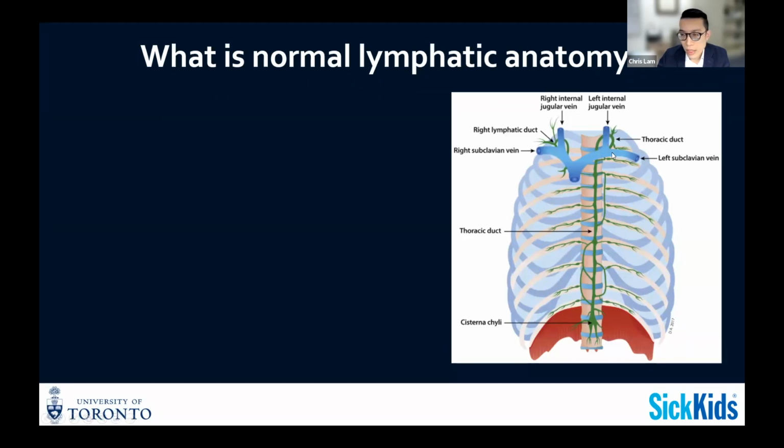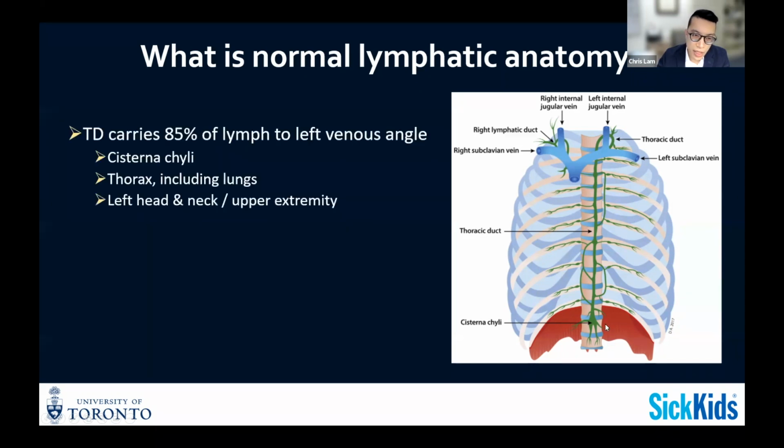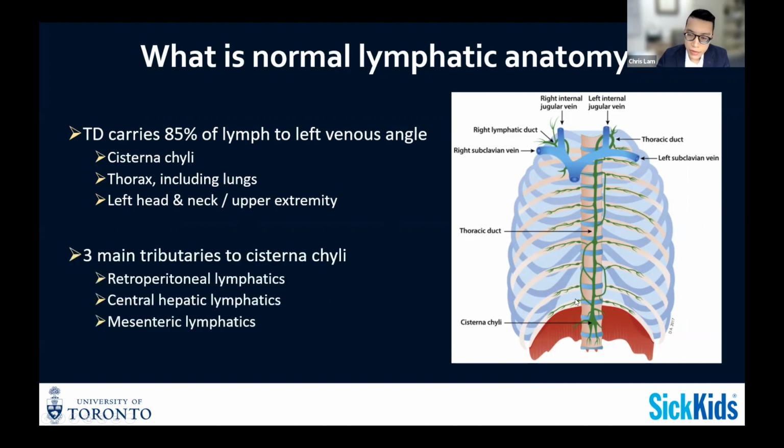On the right side, you have your right lymphatic duct, which drains the right head and neck and right upper extremity and portions of the right thorax. So the thoracic duct carries about 80% of lymph to this left venous angle. It basically drains the cisterna chyli, the thorax, and the left head and neck and upper extremity. And the three main tributaries to the cisterna chyli in the abdomen are the retroperitoneal lymphatics, the central hepatic lymphatics, and the mesenteric lymphatics. But this isn't a perfect anatomic relationship. There is some overlap between these territories, and there can be some anatomic variation.